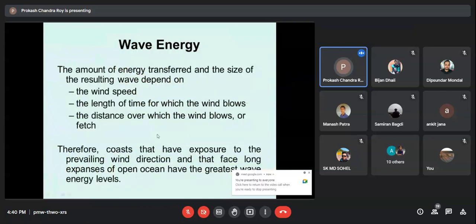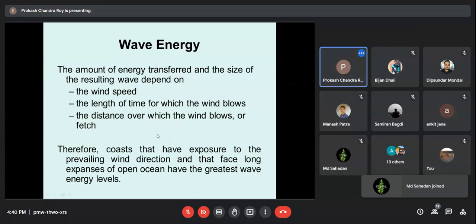Okay. So now the amount of energy transferred and the size of the resulting wave depend on the wind speed obviously, and the length of time for which the wind blows, that is the duration, as well as the distance over which the wind blows. So these are the factors on which your wave power or wave energy varies. Okay, and here we will understand how this wave can be converted into useful purposes in the form of electricity, in the form of compressed air, in the form of other mechanical power.